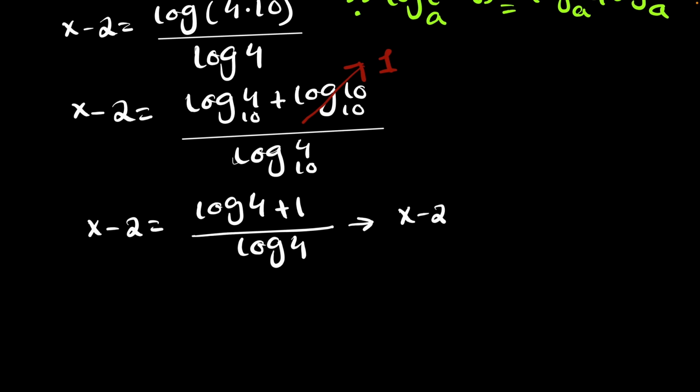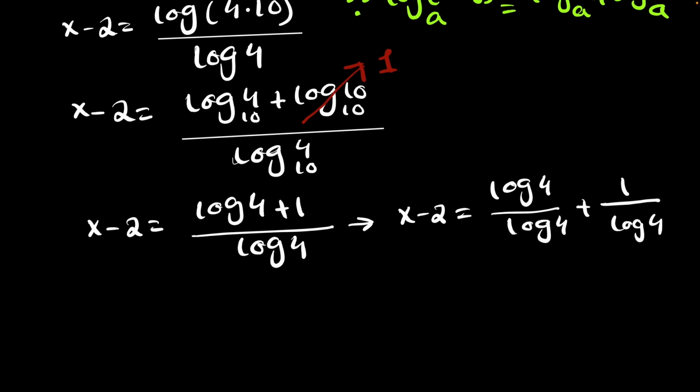x minus 2 equal to log of 4 to the base 10. We are going to separate the fraction. We can write it like this as well, log of 4 over log of 4 plus 1 over log of 4 here as well. And what we can do now, we can divide this too. That becomes x minus 2 is equal to 1 plus 1 over log of 4.